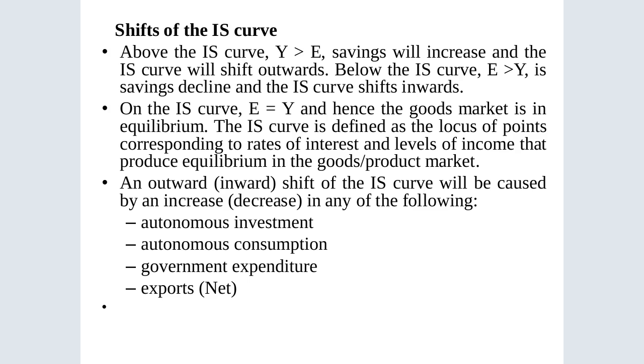Now, when expenditure equals income, the goods market is at equilibrium. And in this case, we can define the IS curve as the locus of points corresponding to rates of interest and levels of income that produce equilibrium in the goods or product market. That is how we can define the IS curve.